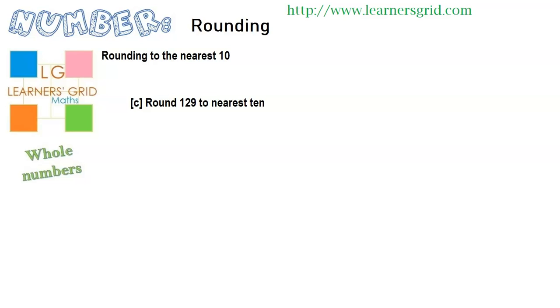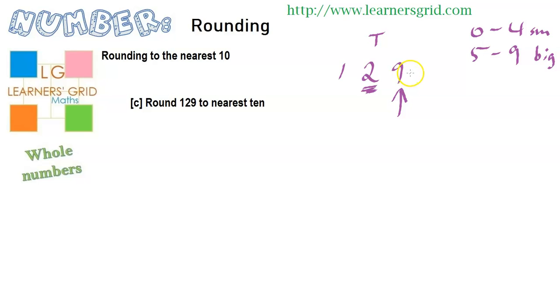Yeah, so question C says 129. So 129 to the nearest 10. So again, let's do it the quick way. 129, right? Don't forget, from 0 to 4, I consider that small, and from 5 to 9, we can call that big. Okay. Now, we're looking to round to the nearest 10. So here's the 10's place value. So this is our target digit. This is our indicator digit.